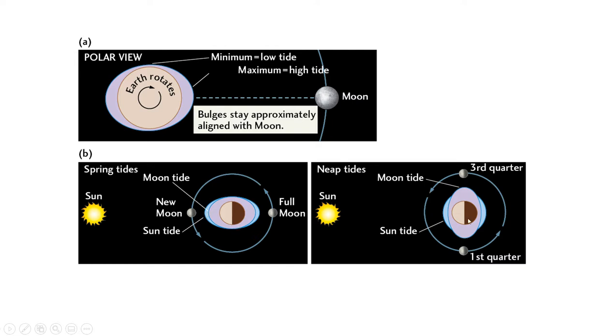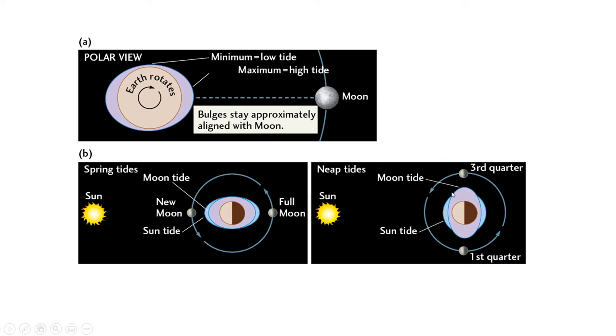Now, at the quarter moon, when we see half the moon's disk illuminated, in the first quarter and third quarter moons, the moon is pulling at right angles to the direction that the sun is pulling. The sun, of course, is huge, so it has a bigger gravitational pull, but it's also farther away, so it affects the Earth less. The moon is closer, so it has a bigger effect on the tides.